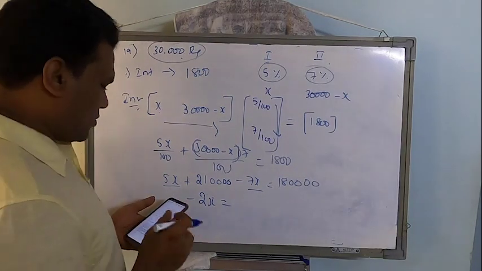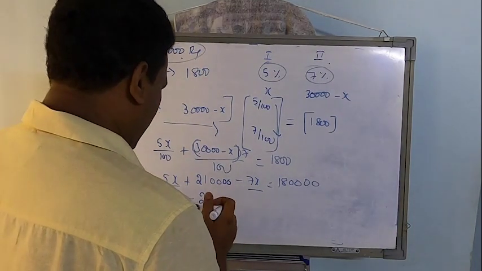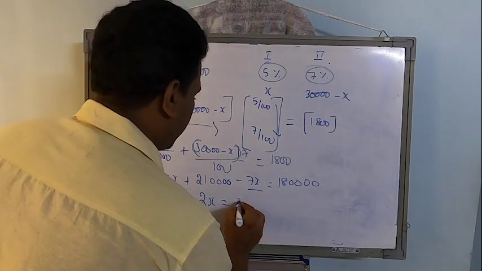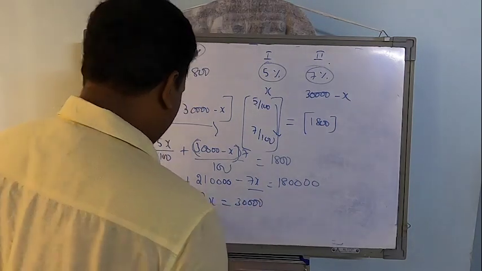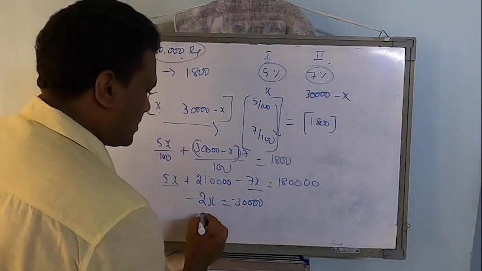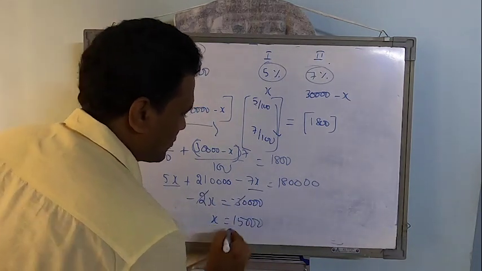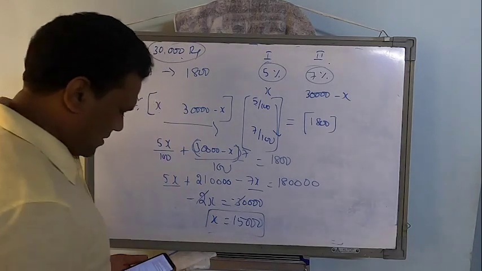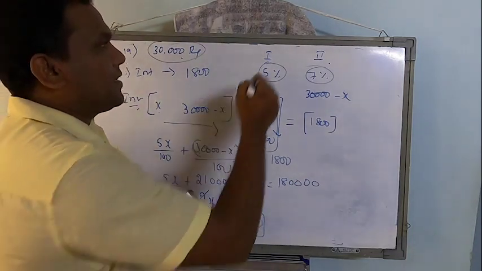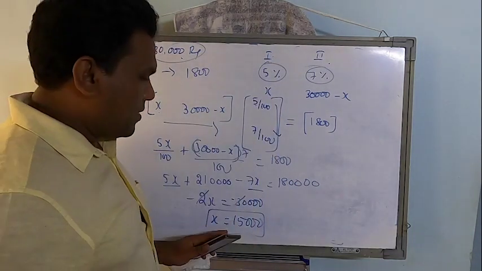The numbers are too big, so I should take the help. On simplifying, this is going to be 30,000. That's fine. Or minus 37. So eliminate this, and x is going to be just 15,000. Now that means the investment in the first bond should be 15,000.